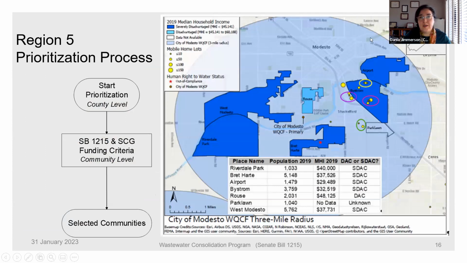This is an example where we are using the 3 mile radius criteria defined in the legislature. This is the city of Modesto water quality control facility. We are looking at what communities that meet the disadvantaged and severely disadvantaged criteria are within that 3 mile radius. So we have communities, and the yellow dots are mobile home parks that also qualify for funding.